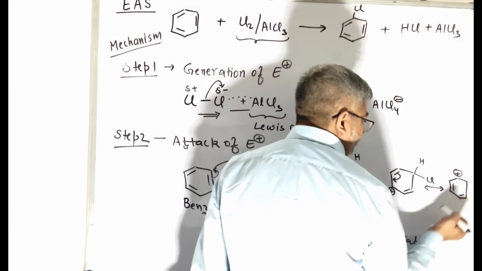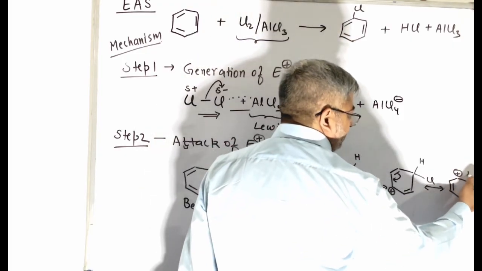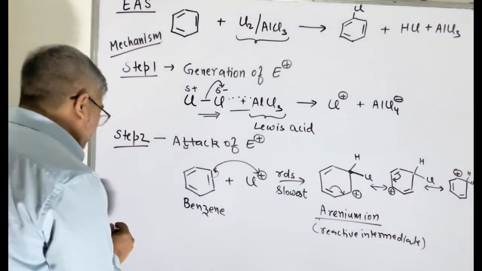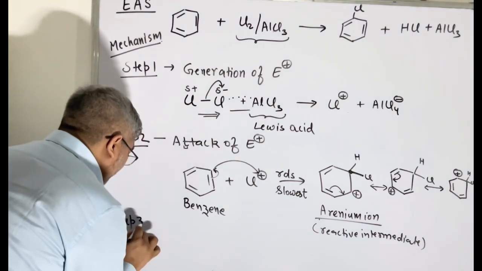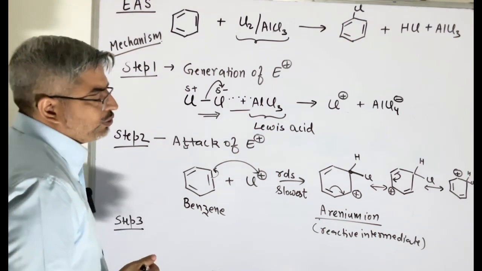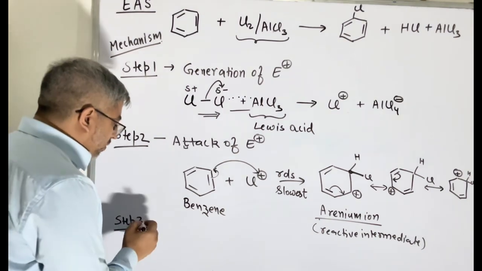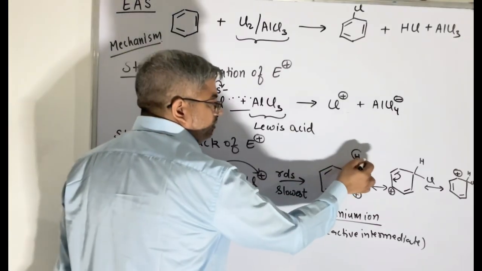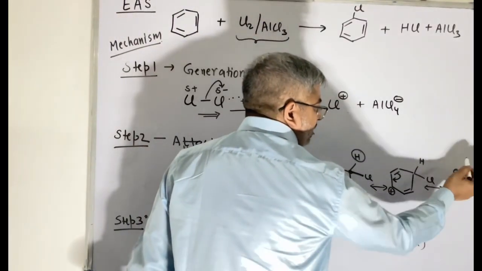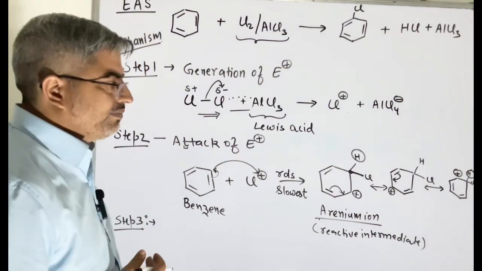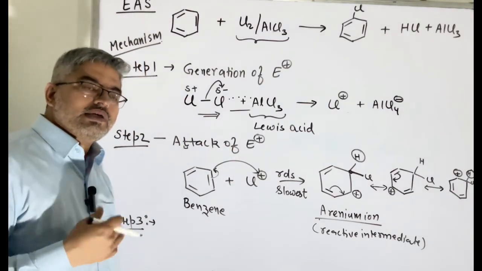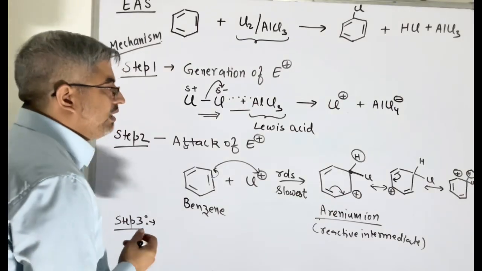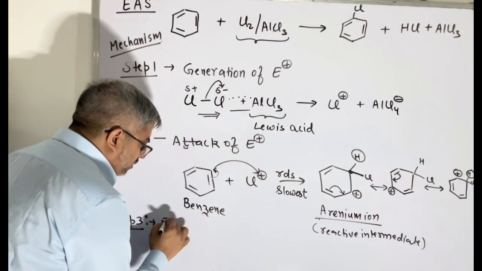And then the final step comes up. What is the final step here? The final step is step number 3. Step number 3 is the restoration of aromaticity. Means how will restoration of aromaticity happen? This hydrogen now will be eliminated. What is the driving force behind this elimination of H plus? It is the restoration of aromaticity. So the third step becomes expulsion of proton.